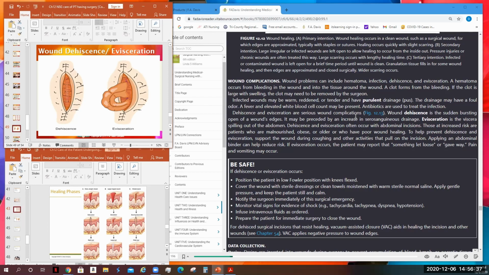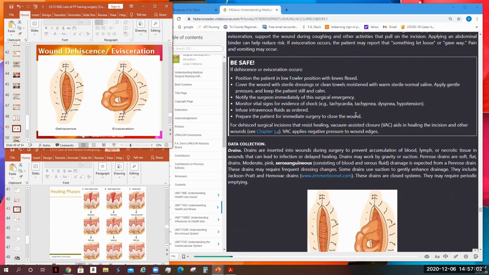To help prevent dehiscence and evisceration, support the wound during coughing and other activities that pull on the incision. Applying an abdominal binder can help reduce risk. If evisceration occurs, the patient may report that something let loose or gave way. Pain and vomiting may occur.